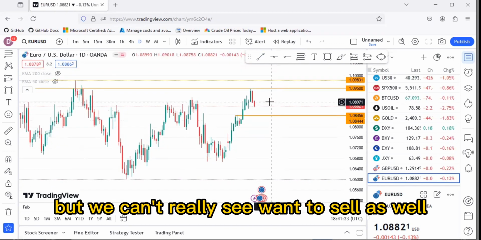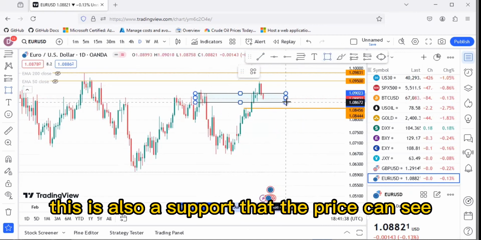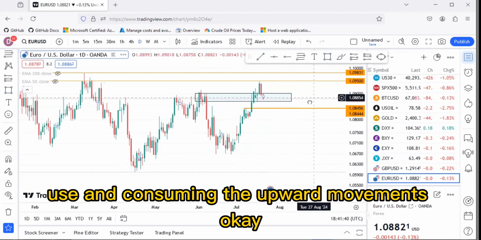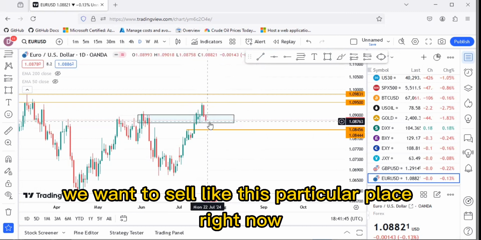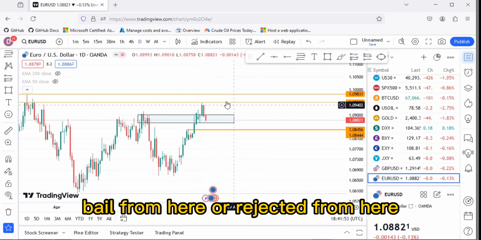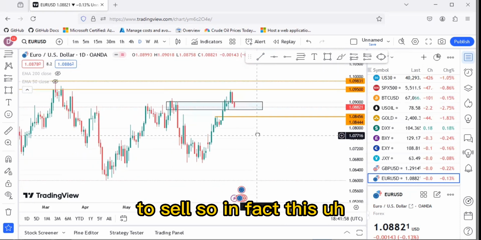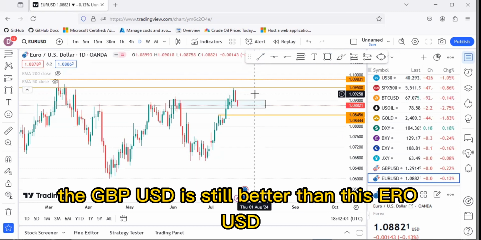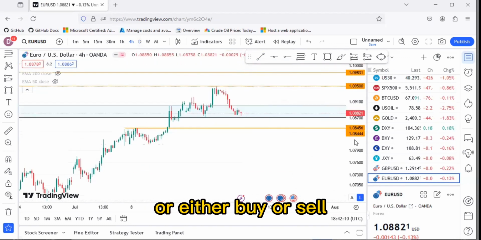But we can't really say we want to sell as well, because if you look at this particular place right now, this is also a support that the price can still use to continue the upward movement. So we can't really say we want to sell at this particular place right now. We still need to watch for the price to pull back, fail from here, or be rejected from here before we can say, okay, we want to continue to sell. So in fact, GBPUSD is still better than this Euro USD, because where Euro USD is currently is not suitable for either buy or sell.